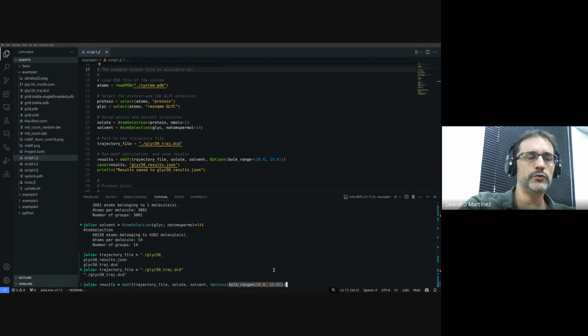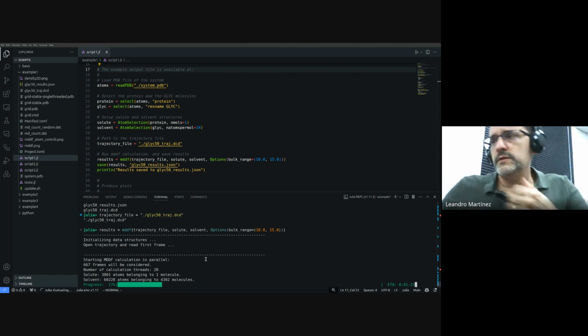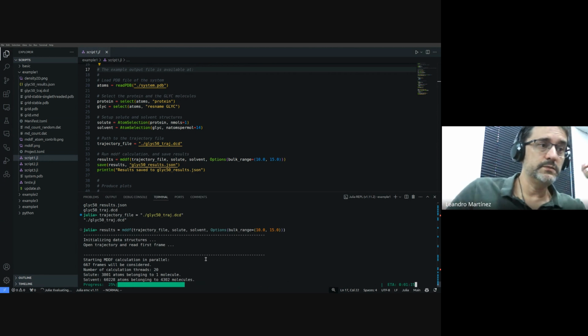So I run this, and it will run in parallel. I'm running here on a relatively good machine. You see, we have 20 threads in this machine, and this is running. It will take about a minute to run on 667 frames. While it computes, I will go back to my drawing board to explain a little bit what this bulk range is, because this is important if you want to compute thermodynamic properties of this solvation.